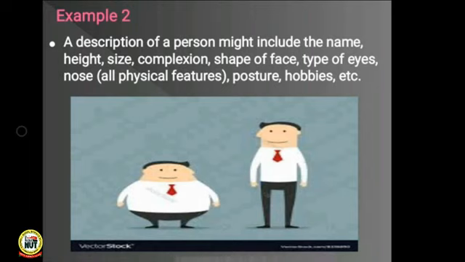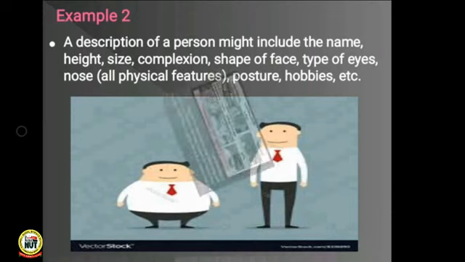Now the hobbies are some of those things that the person likes to do, those features that are associated with that person. The person likes to play football, the person likes reading, the person likes eating, all those details and many more. So if you want to describe a person, you must have all these details in your composition.